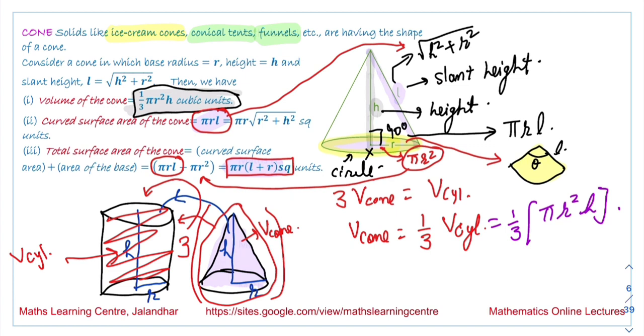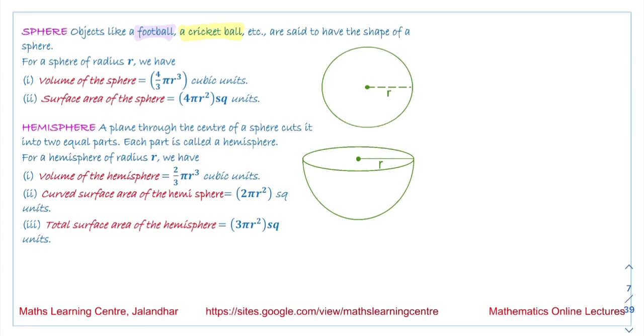The next solid objects, whose formulas we have already studied, are the sphere and hemisphere. For the sphere, examples are given over here. We are talking about a football and a cricket ball; all these have the shape of a sphere. If the radius is given to us, then these are the formulas. The volume of the sphere is given by 4 by 3 pi r cube, and the surface area of the sphere is given by 4 pi r square units.